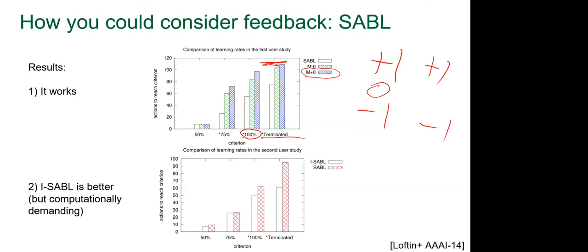Hi, Matt. Yeah, hi. You mentioned a couple times that Sable is computationally expensive. I don't know if you already discussed why that is, in which case I apologize, I must have missed it, but I was curious if you could elaborate on that just a little bit. Yeah, absolutely.